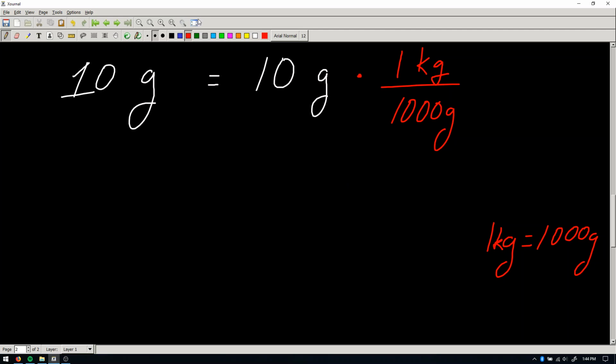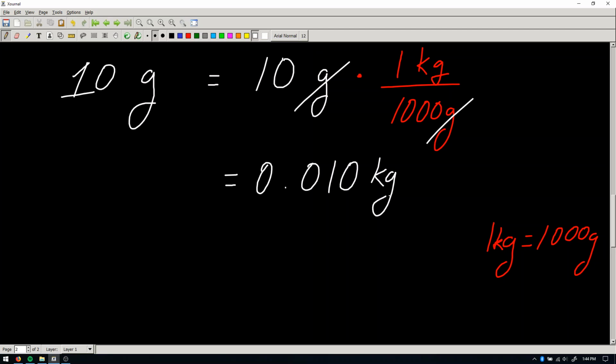Now what this serves to do is it cancels the G's and it leaves me with kg, the kilogram unit. Okay, that's how it converts. So basically this would turn into 0.010 kilograms. So to convert between the two, I basically just divided, so this is just dividing by 1,000. Okay, but this is how you would do it formally. So you would do it formally by doing this conversion.